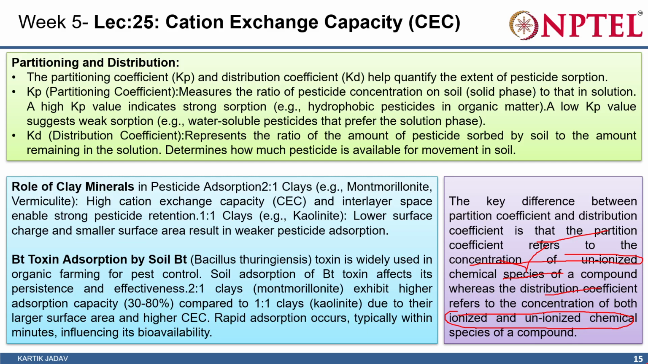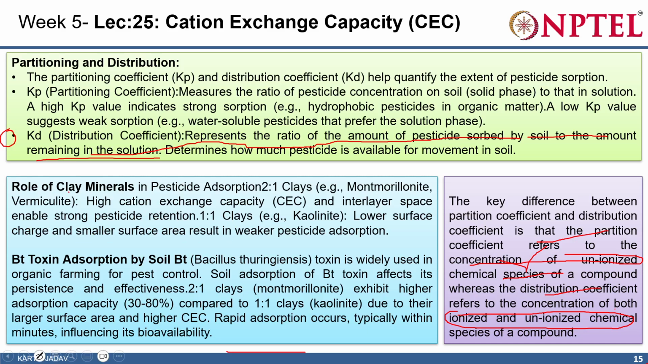Partition coefficient measures the ratio of pesticide concentration on solid or soil to that in a solution, while distribution coefficient KD represents the ratio of the amount of pesticide sorbed by soil to the amount remaining in the solution. It determines how much pesticide is available for movement in soil.